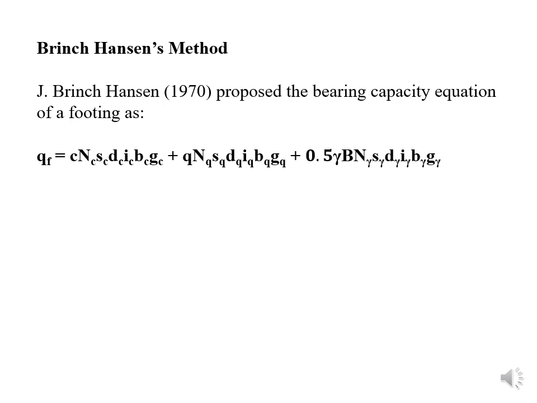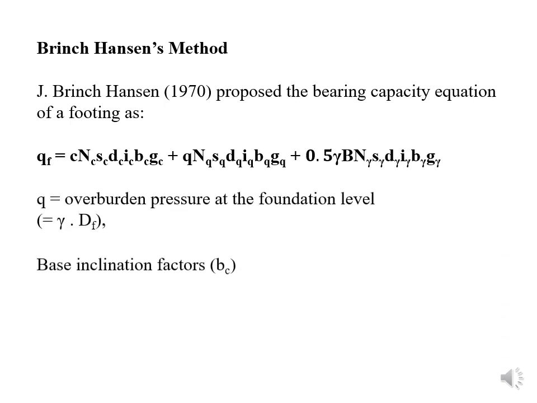BC is called as base inclination factor. Base inclination factor means the base of the footing. Whenever you are going to construct the footing, it will also have some angle with the soil surface. That is called as base inclination factor. And ground inclination factor means the inclination of the ground, the topography of the grounds, right, with the horizontal. That is called as GC.